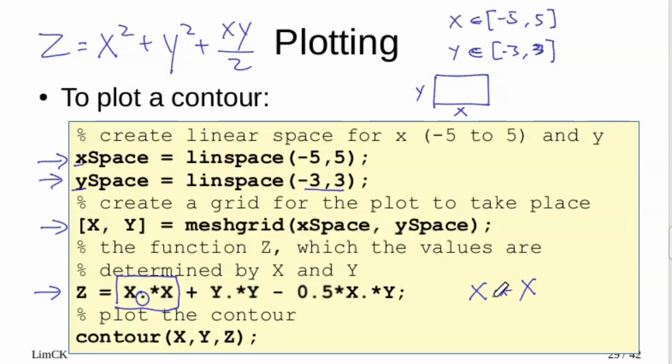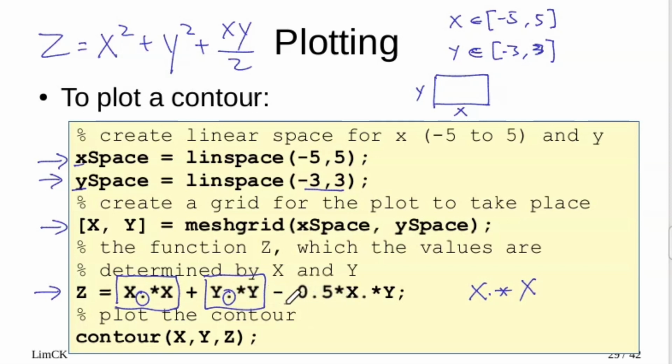Okay, so we are doing the element-wise multiplication. Negative 5 times negative 5, negative 4 times negative 4, and so on, not doing the matrix multiplication. So this is the reason we need a dot here. We need a dot here because of this. And x squared plus y squared, same, we need a dot here because of the element-wise operation, not the matrix multiplication of x times y times y.